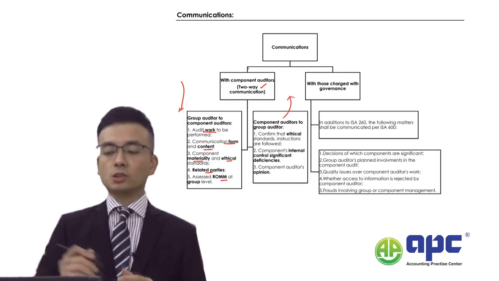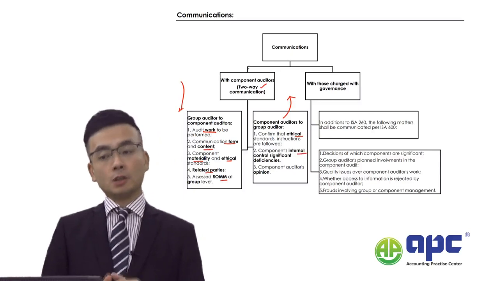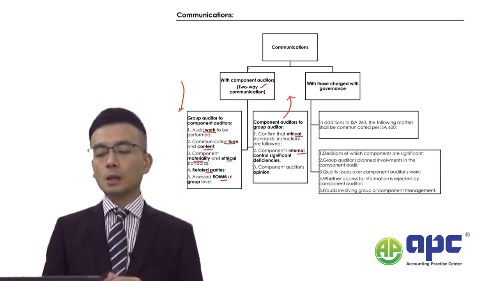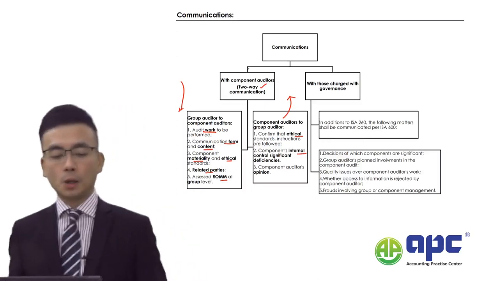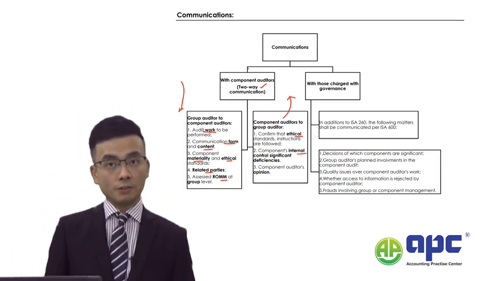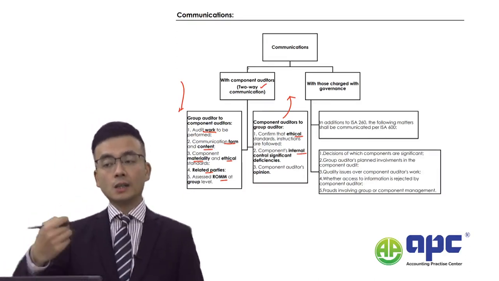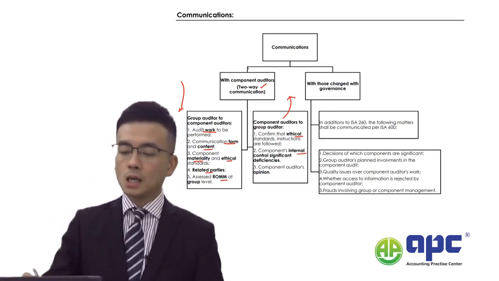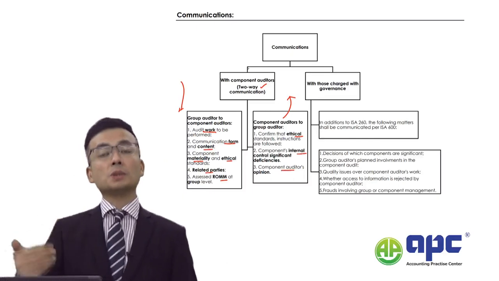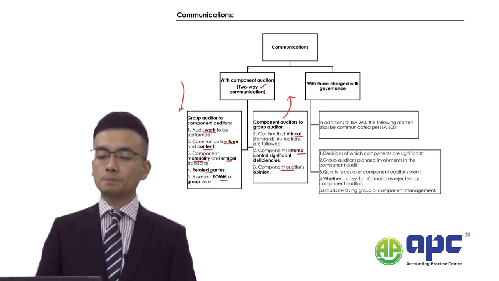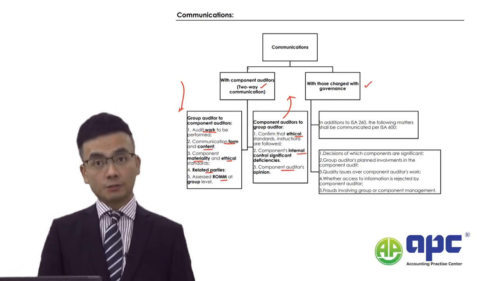From the component auditor to the group auditor is to confirm that the standards are being followed by the components auditors. Also whether or not the component's internal control significant deficiencies have been identified, and the component auditor needs to report this to the group one. Then the component auditor's proposed opinion needs to be discussed with the group auditors as well. And also communications would be made with those charged with governance as well.